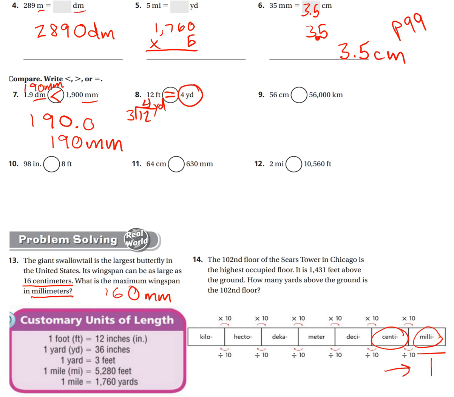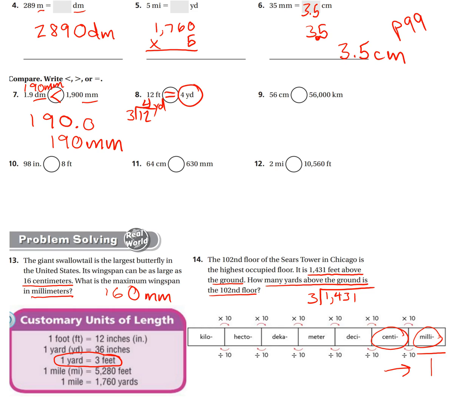Okay, number 14, the 102nd floor of the Sears Tower in Chicago is the highest occupied floor. It is 1,431 feet above the ground. How many yards above the ground is the 102nd floor? So now you're going from feet to yards, so a smaller unit to a larger unit. So you're going to divide by the conversion rate, which is 3. So 1,431 divided by 3. I'll let you go ahead and do that math.